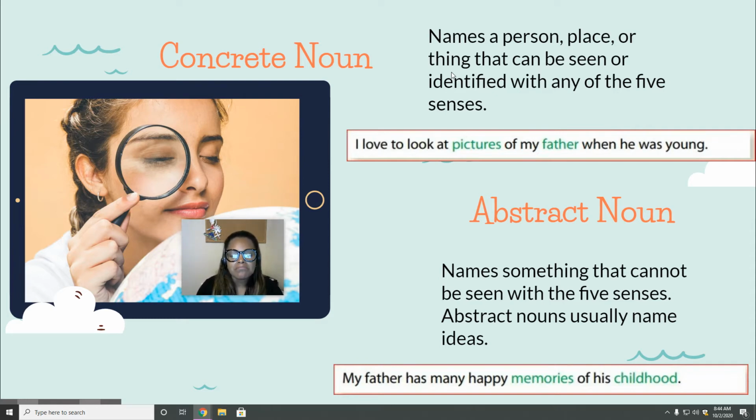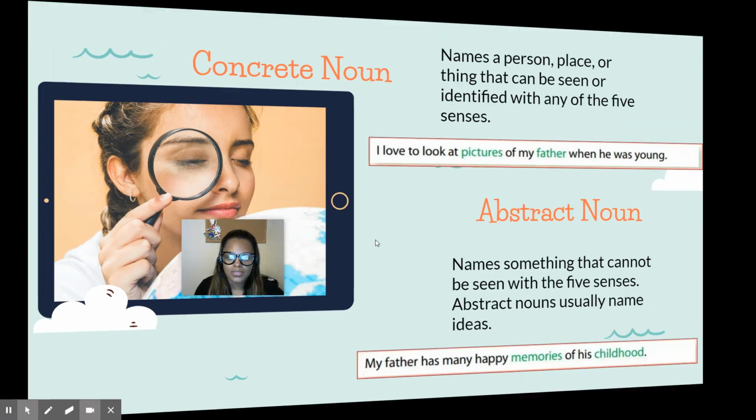Okay, here's our example. My father has many happy memories of his childhood. So our nouns are memories and childhood. Now, a memory, is that something that we can touch with any of our five senses? No, it's an idea. It's a thought. It's something in our mind. If we closed our minds, we could see it, but there's no way to pull it out of our mind and make it into something real. So it would be abstract. And childhood is also something that you can remember and think back to. It is abstract. Exactly. Let's keep moving forward.